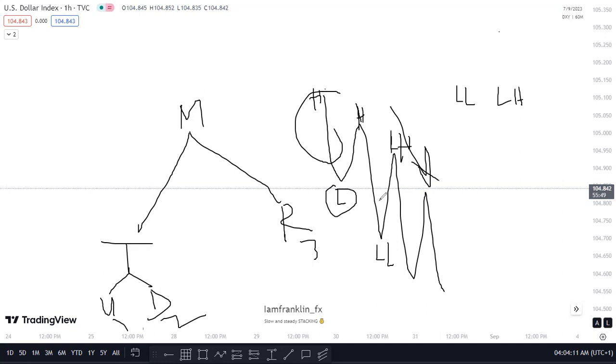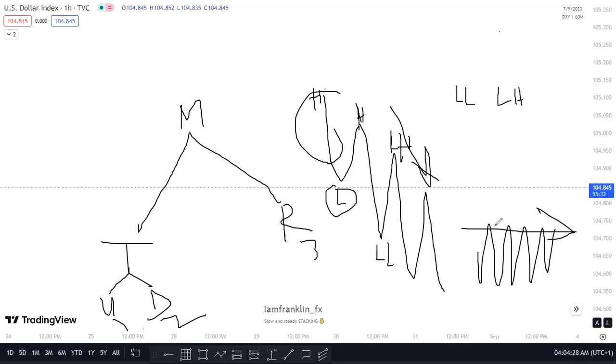So then for the ranging market, it does not have any characteristic. What we just know is that it's just a sideways movement, right? A sideways movement when price is moving sideways. So that's when the price is ranging. So I hope it's clear: uptrend, downtrend, and then ranging market.